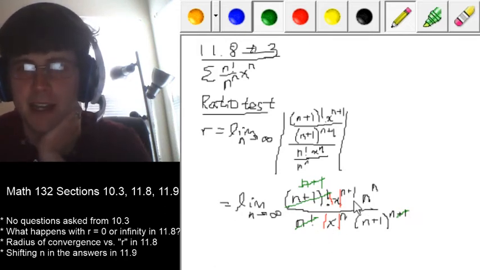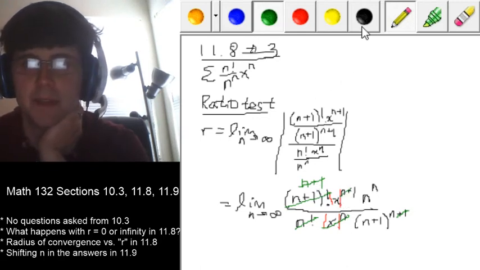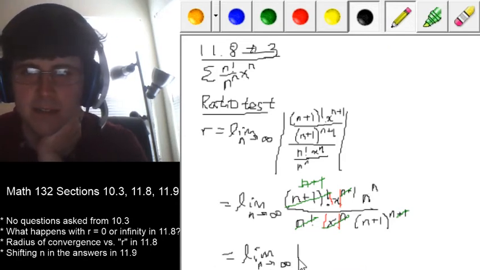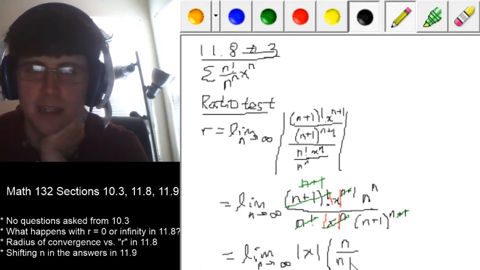And then what's going on with the x's? Well, most of the x's cancel. There's one more x on top than there is on the bottom. So in total, what we've got at the end is the limit as n goes to infinity of, I've got an absolute value of x, and I've got this lovely (n over n plus 1) to the n.